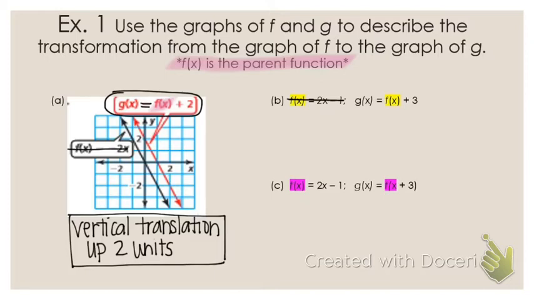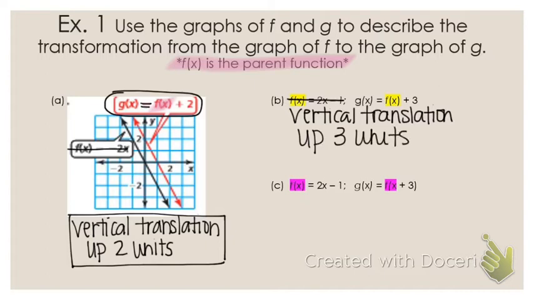Now, Andrew, have they added 3 to f of x or just the x? f of x, which makes this vertical or horizontal? Vertical. So now we can write down that it's a vertical translation. But what direction? They're adding a number to f of x. So what direction is that? Up. How many units? 3 units. So there is your transformation. A vertical translation up 3 units. And that's what you're going to box in.